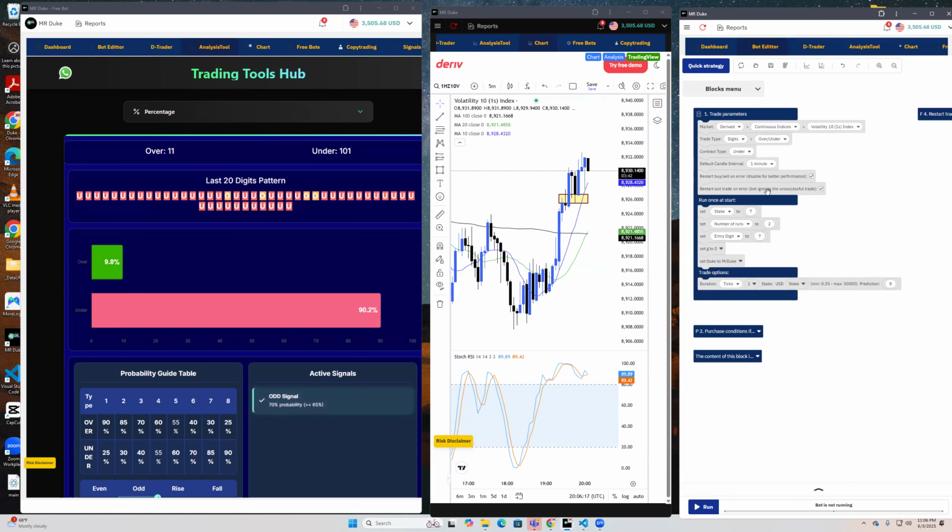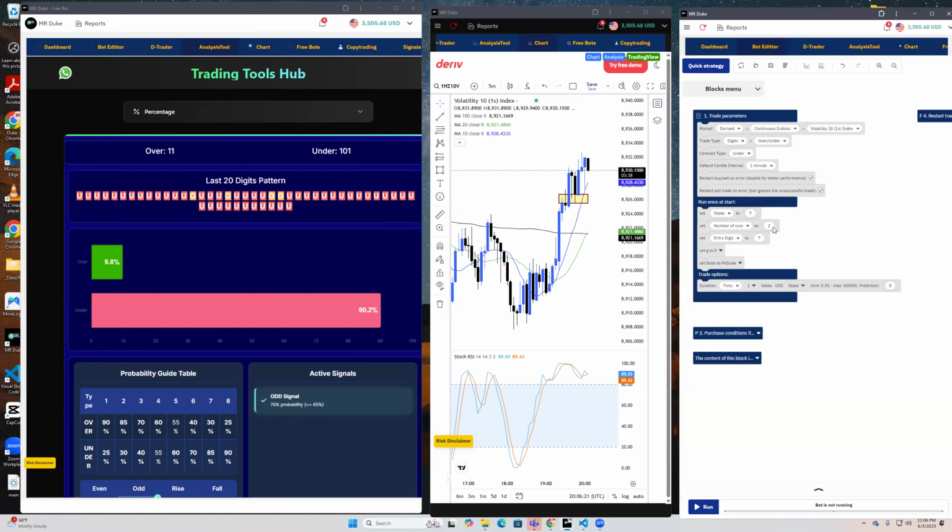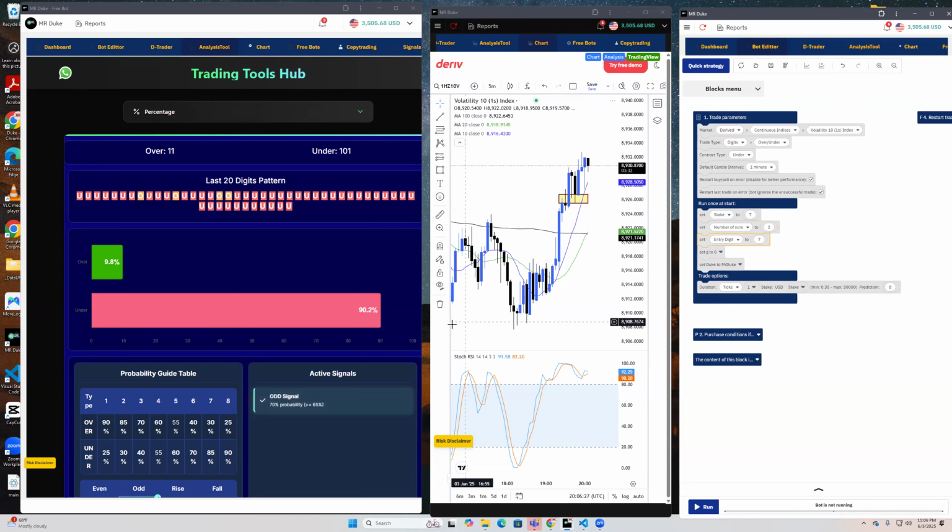This is the simplest because what you are supposed to set is your stake, the number of runs that you want to take, and your entry point digit. In my case, we will practice with under 8 or over 1 because that market is less risky. Considering how this bot has been developed, it can work with any prediction.